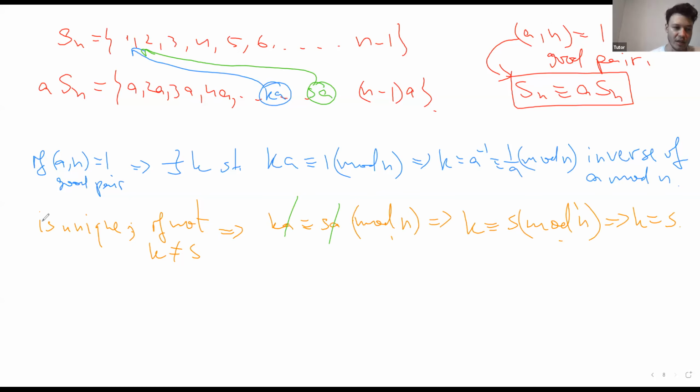We assumed that they're unique, because if they're not unique, K would need to be different from S. So if they're not unique, I can pick two different numbers, but then I get that K and S are the same number. So basically, contradiction here. So that cannot happen. Okay, hopefully this is clear. So the modular inverse always exists, even if you don't have a prime number, even if it's mod n, as long as A and N are a good pair. So for good pairs, the modular inverses always exist.